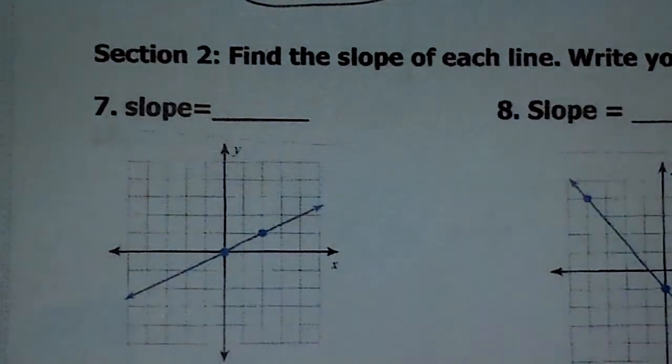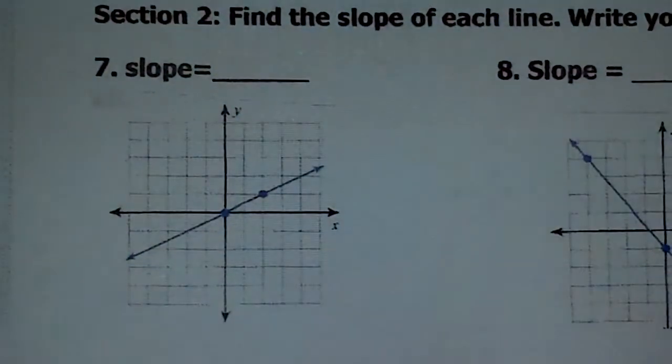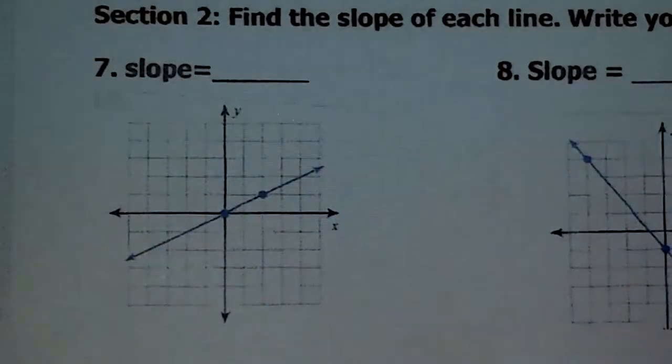Alright, next section. All the directions say is to find the slope of each line and write your answer as a fraction in simplest form. Many of you got this wrong because you just didn't read the directions. All you need to do is find the slope. Slope is rise over run from point to point.